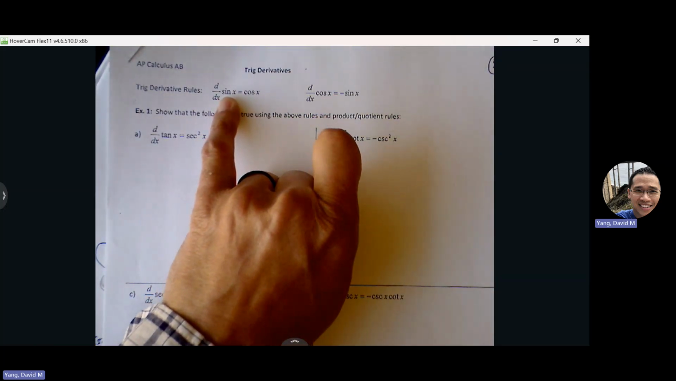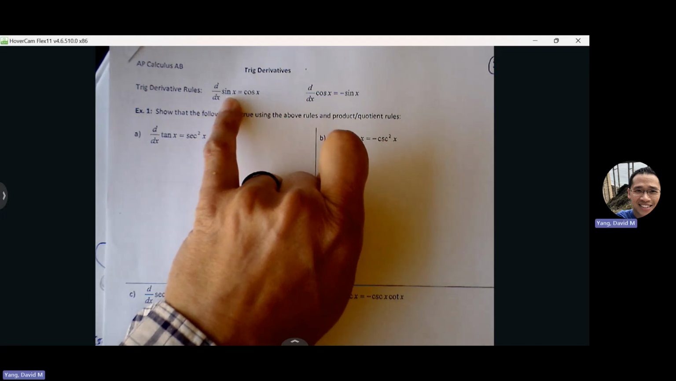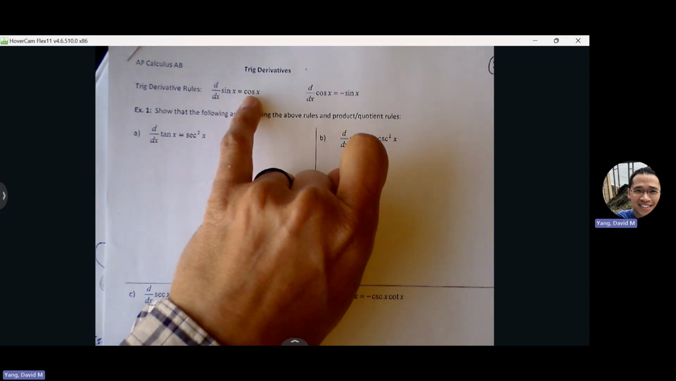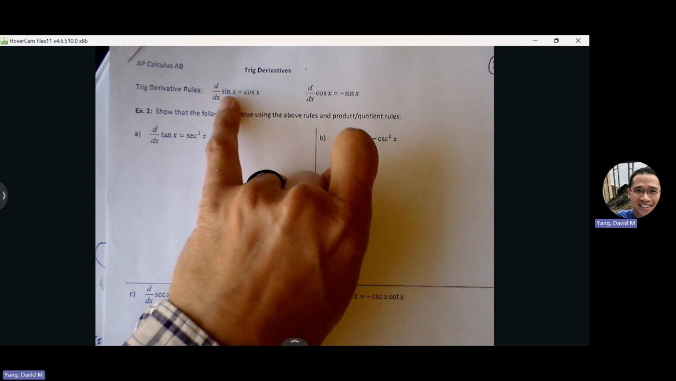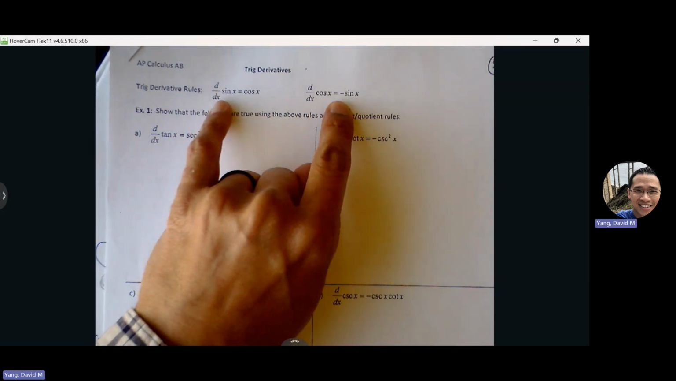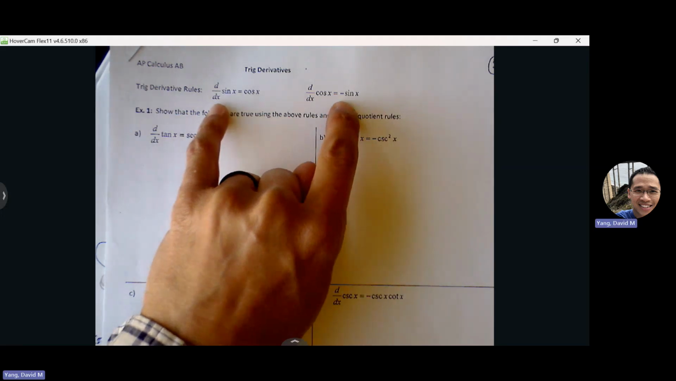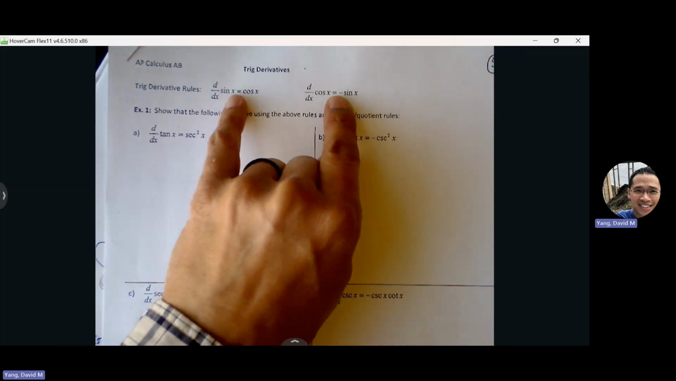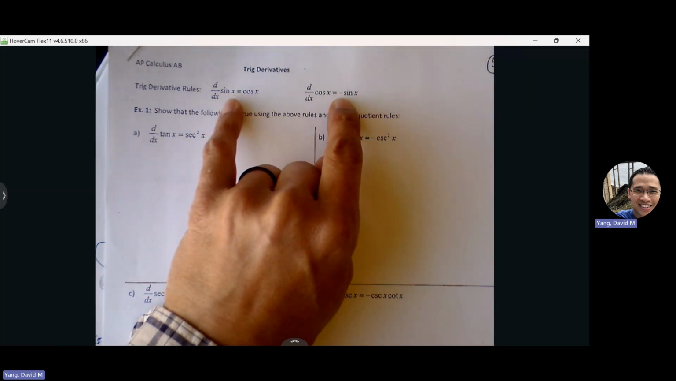Sine's derivative is just cosine. So basically, if I want to find out the slope behavior of my sine curve, I can just look at cosine. Cosine will tell me exactly the slope behavior of my sine curve. And then cosine's derivative is just negative sine. So think of these as the parent functions here. Amongst the trig derivatives, these are the most important ones, the ones most likely to show up on the AP exams if you see trig derivatives.